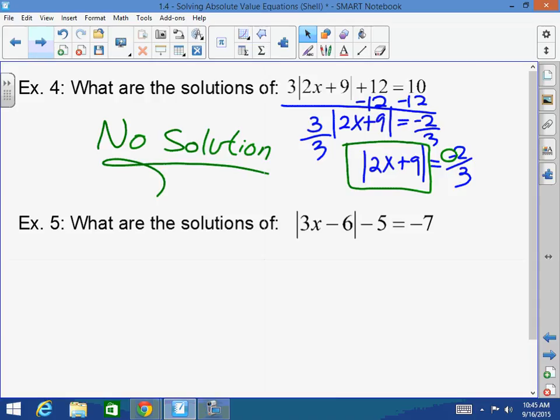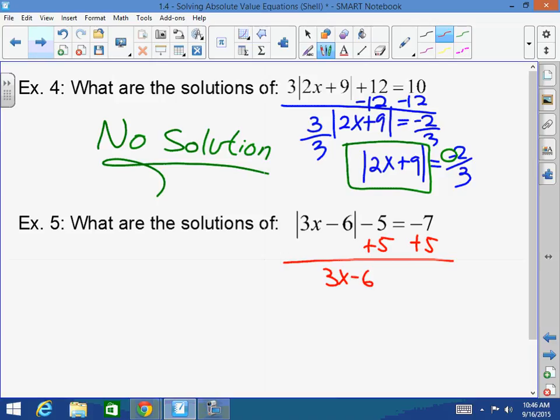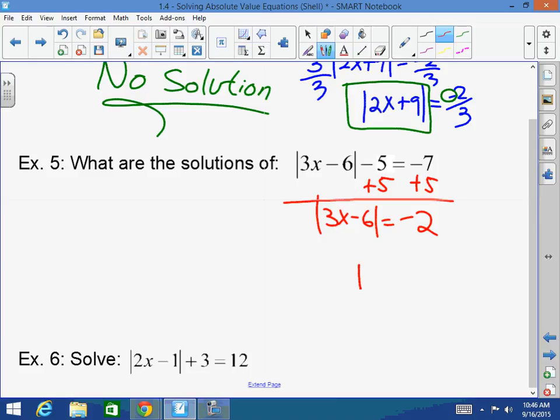Okay. Next, what are the solutions of the absolute value of 3x minus 6, minus 5 equals negative 7? Add 5. The absolute value of 3x minus 6 equals negative 2. No solution, guys.